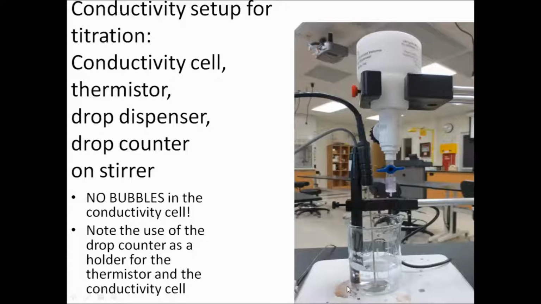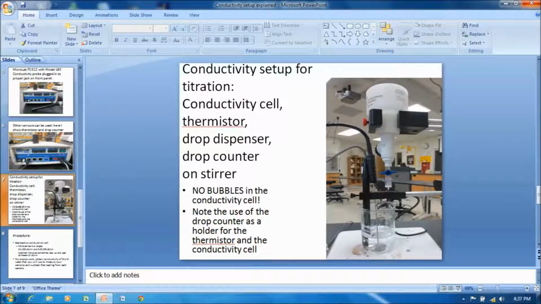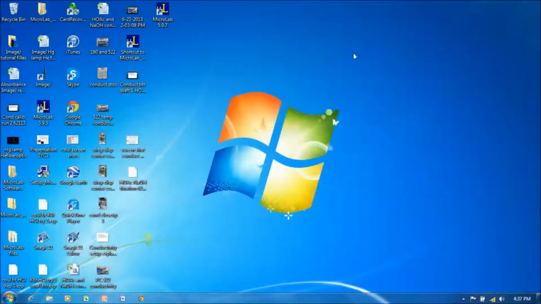Notice here I have the conductivity cell below the surface of the liquid. I've got a stir bar in there. There are no bubbles in the conductivity flow cell, and it's all set up and ready to go. So let's start the titration.